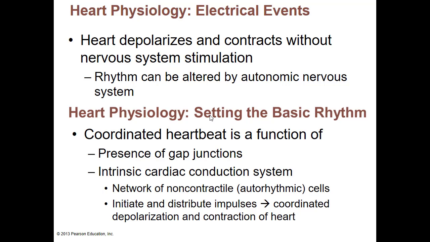The fact that our heart beats all as one big unified muscle is because of the gap junctions, the fact that we can have those ions moving from one cell to the other, so everyone's receiving the same ions. But it's also because we have what are known as non-contractile autorhythmic cells. These are the cells that can cause contractions without needing nervous system stimulation. So they can initiate and distribute electrical impulses throughout the heart without needing any type of nervous system stimulation.